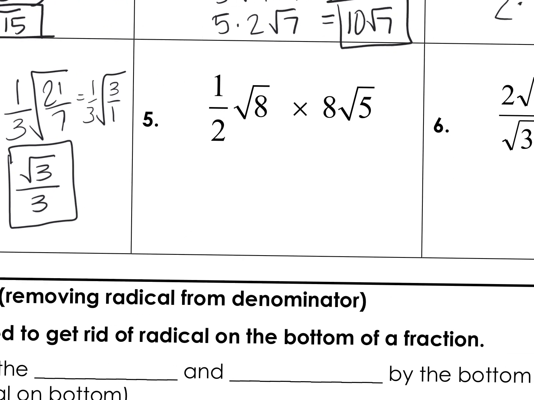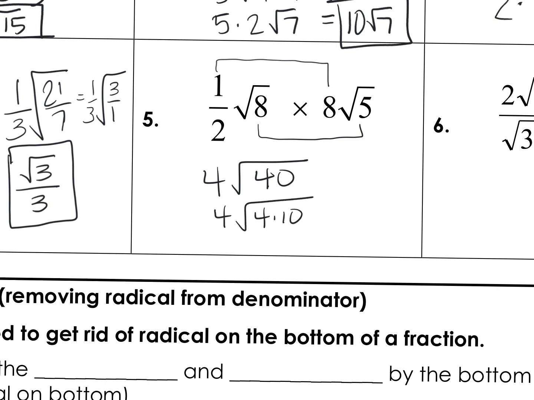Number 5 is the same as all these other problems here. We're going to multiply the coefficients together and the roots together. 1/2 times 8 is 4. 8 times 5 is 40. I know that 40 has a factor that's a perfect square. And so I get √4, which is 2. So this is going to be 8√10.